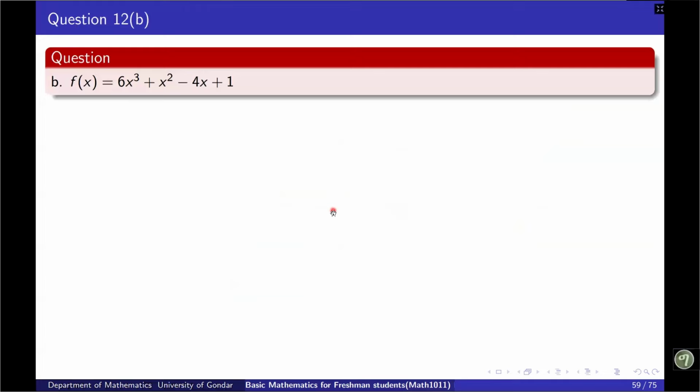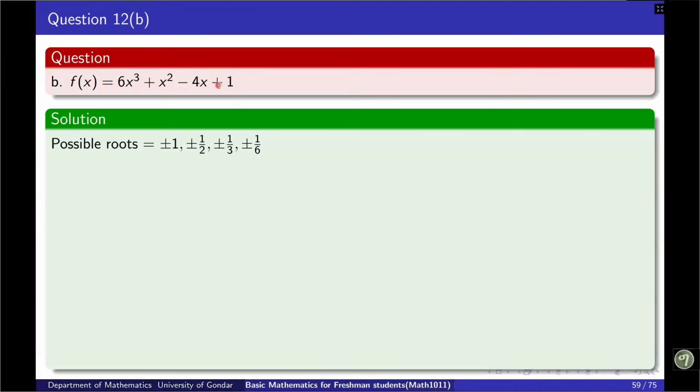Okay, the next one, that is question number B. F of x is again a cubic polynomial function with these terms. Therefore, the possible roots for this one: the constant term here is 1, and the possible factors of 1 are plus or minus 1. And the leading coefficient is 6, so that the possible factors are plus or minus 1, plus or minus 2, plus or minus 3, and plus or minus 6.